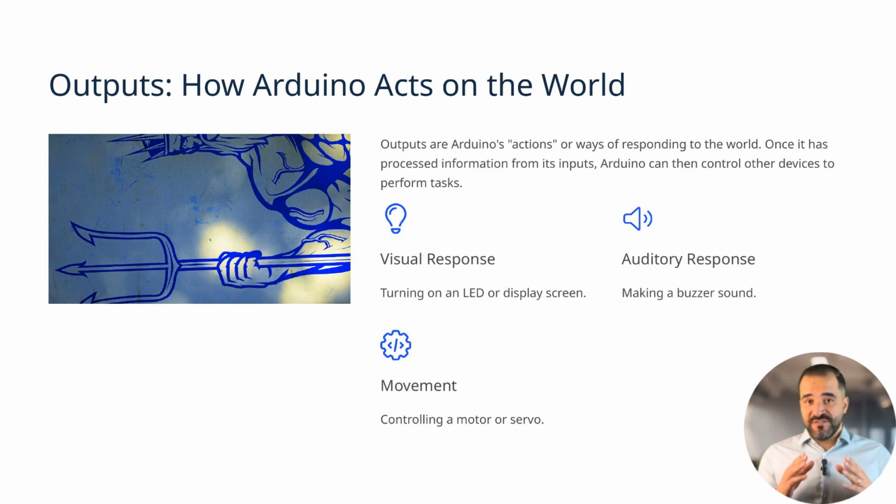These outputs are driven by logic coded into your sketch. For instance, if a sensor detects low light, the Arduino might turn on an LED. If a button is pressed, it might play a sound or move a motor. By combining inputs and outputs, Arduino projects become truly interactive systems capable of sensing, deciding, and acting, bridging the gap between digital instructions and real-world behavior.